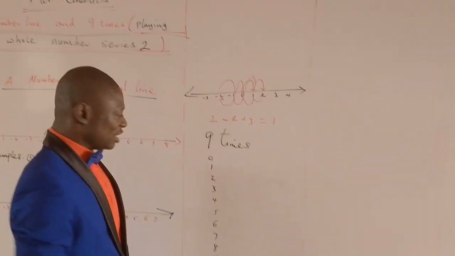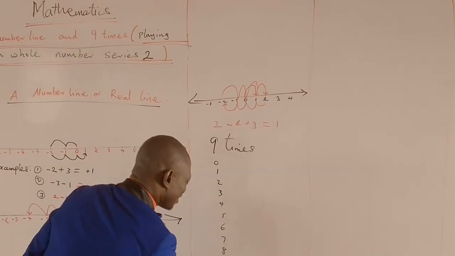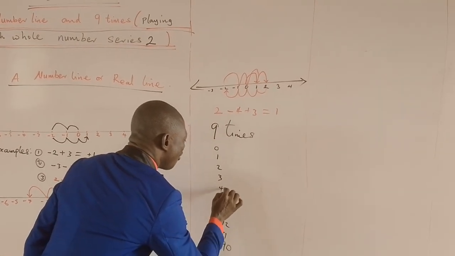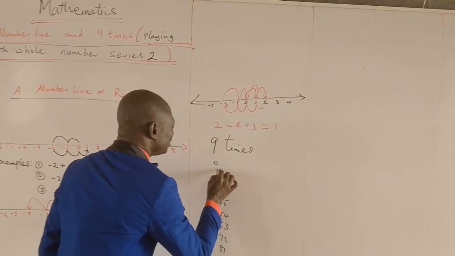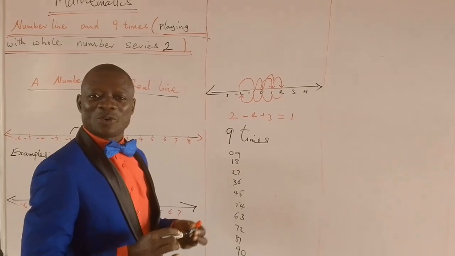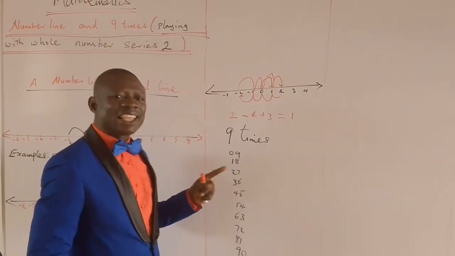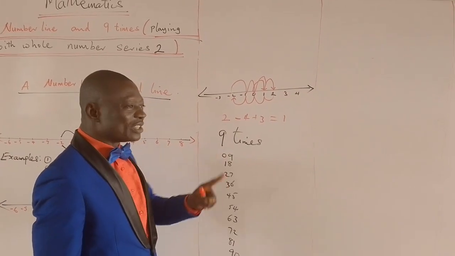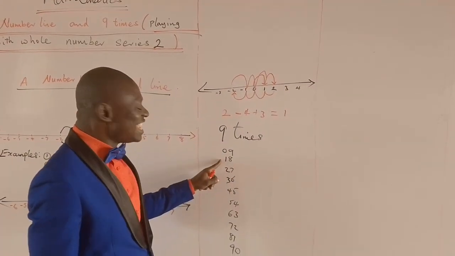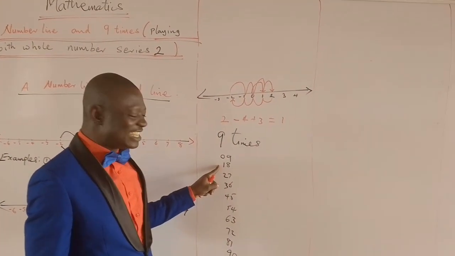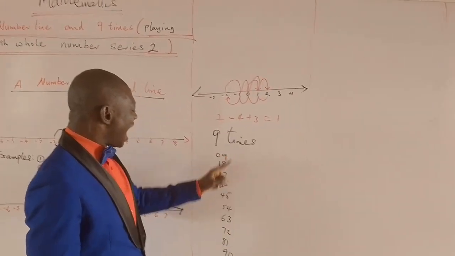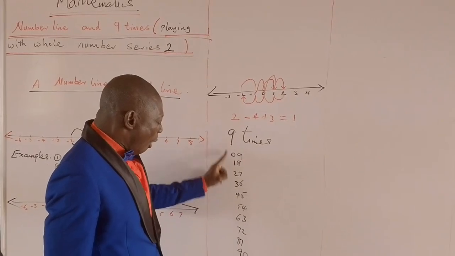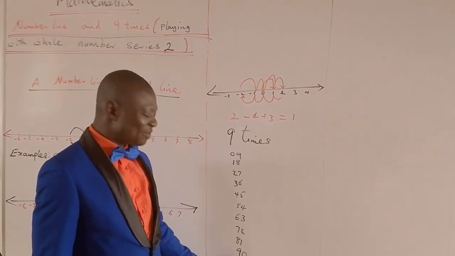What are you going to do again? The same thing you have written down. Write the same thing downwards. 0, 1, 2, 3, 4, 5, 6, 7, 8, 9. So what have you seen? 9 times 1 is 9 because 0, 9 is 9. 9 times 2 is 18 because 1, 8 is 18. 9 times 3, 27. 9 times 4, 36. Up to 9 times 10, 90.